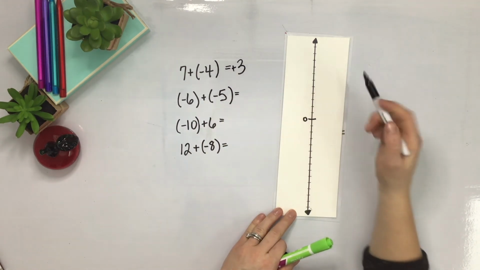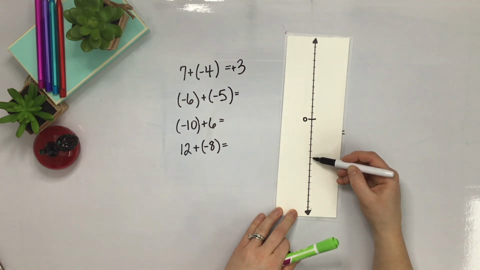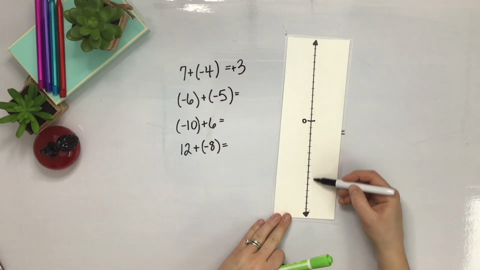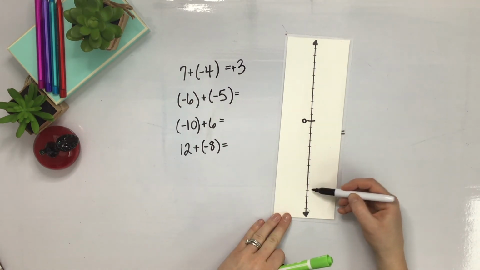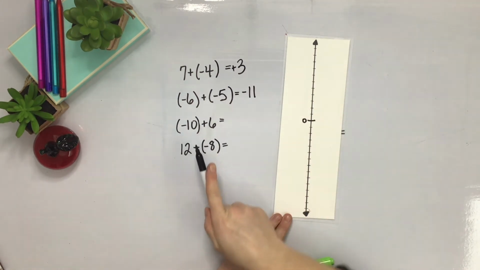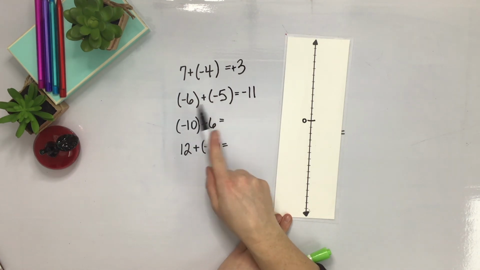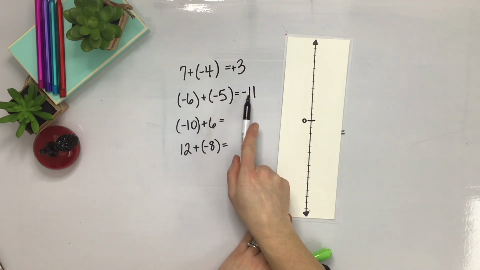Next question, I have a -6, so I'm going down 6, and then I have to go down 5 more, which gives me an overall movement of -11. If you're thinking the teams method, team positive has 0 points, they did not score. Team negative has 11 points, so they win by 11.